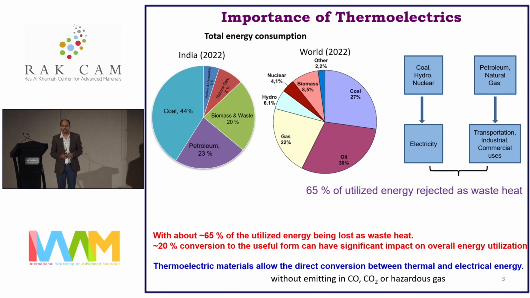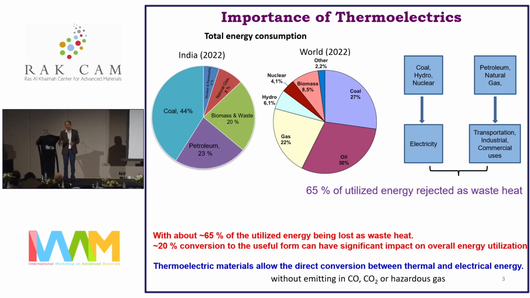Because this is the pie chart for energy consumption in India as well as in the world. We consume energy through combustion of coal, petroleum, and natural gas. Combustion of coal generates electricity, and combustion of petroleum and natural gas runs the transportation as well as the industrial sector. After using an enormous amount of energy in this combustion process, we only use 30 to 35% of the energy. But you'll be surprised to know that in any energy conversion process, 60 to 65% goes out as waste heat. So what do we do with this waste heat?